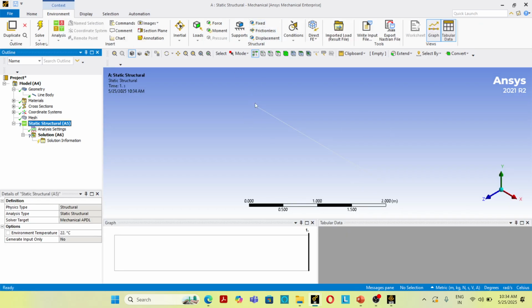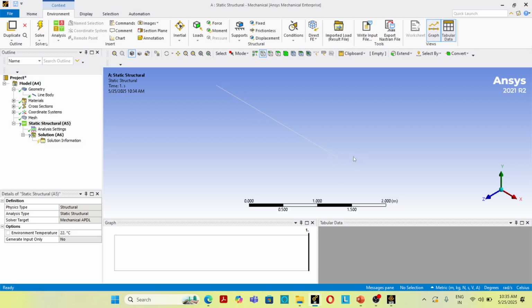So we have 2 points. One is here and another is here. So here we are applying simply supported and here we are applying remote displacement. And these two are essential boundary conditions. In the case of a beam, we have essential boundary conditions and natural boundary conditions. So here we are applying simply supported. Simply supported means all the translational motion will be arrested and there is only rotational motion.